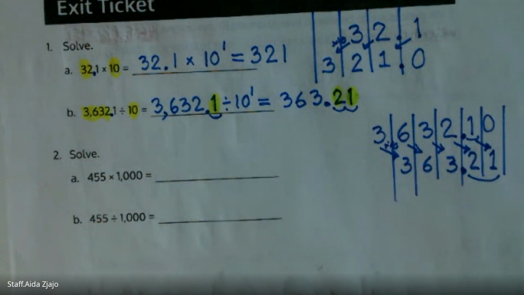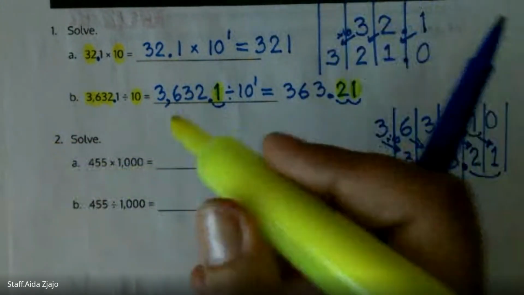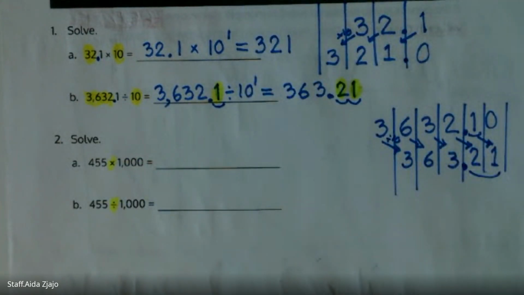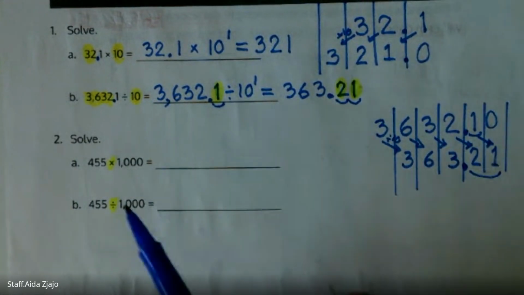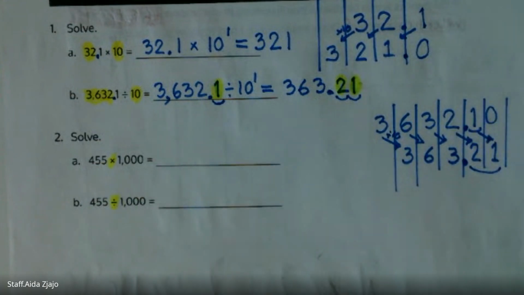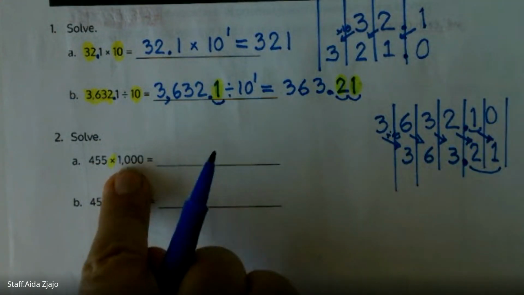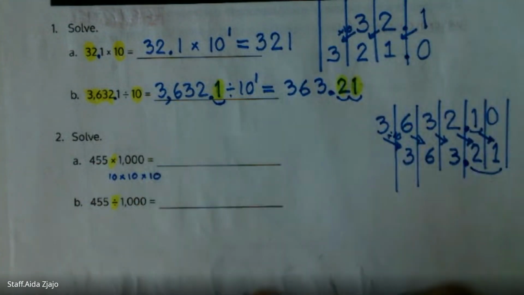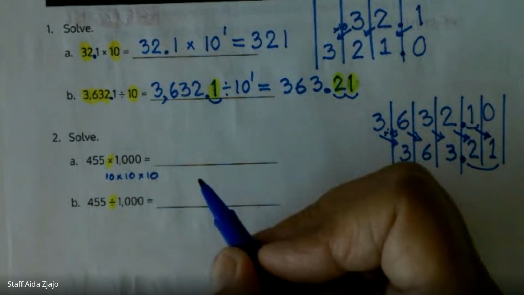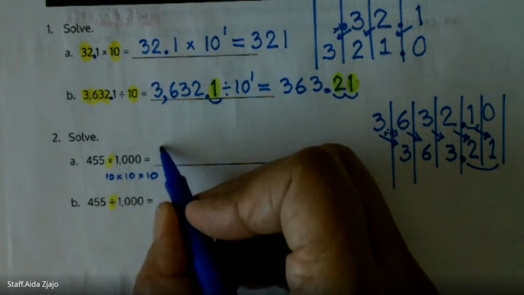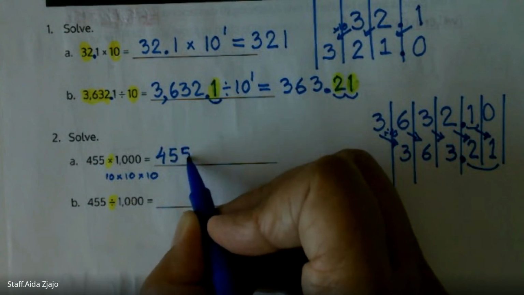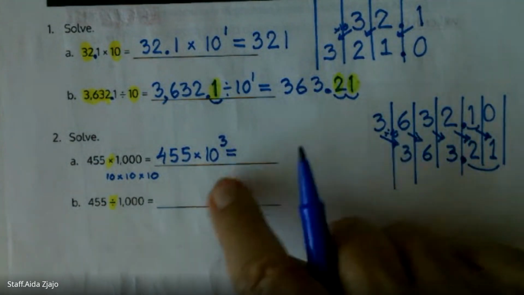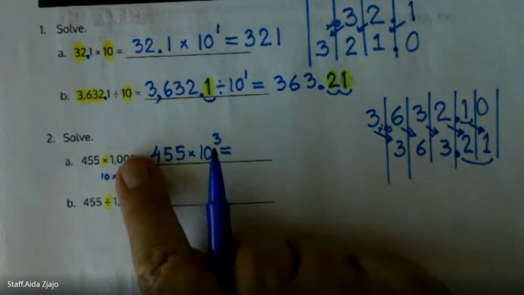Now this is number 2. Solve, and you're going to again multiply and divide by a power of 10. This is multiplying by 1,000. That tells you that this number is 10 times 10 times 10. That's 1,000, and it's also a power of 3. So this is 455 times 10 to the power of 3, and 10 to the power of 3 is 1,000.